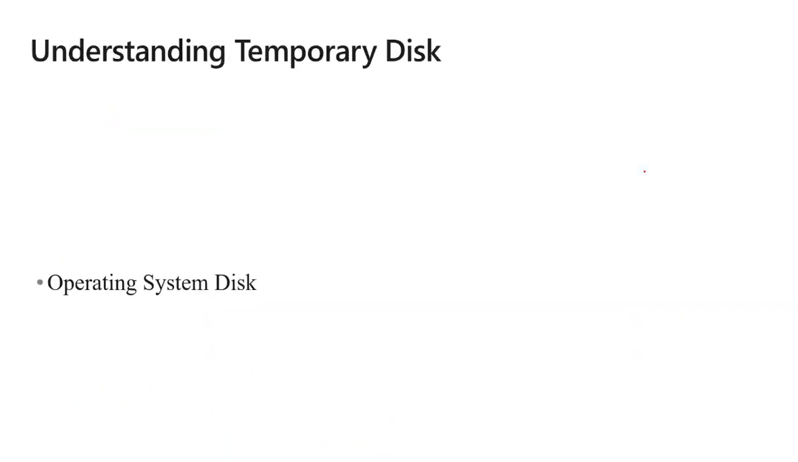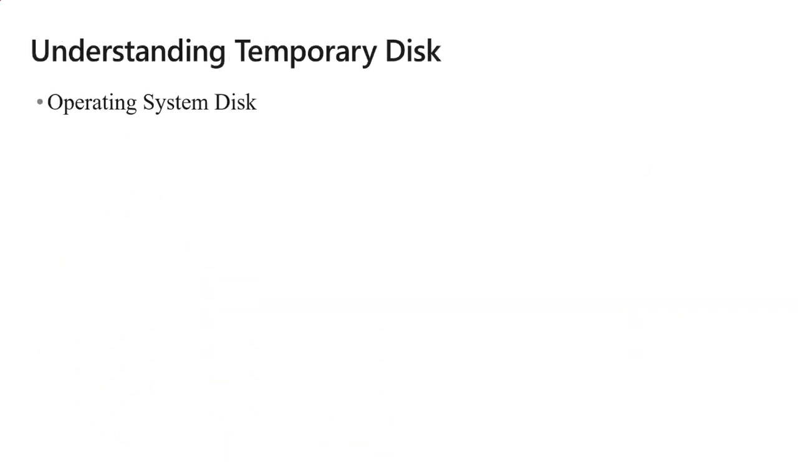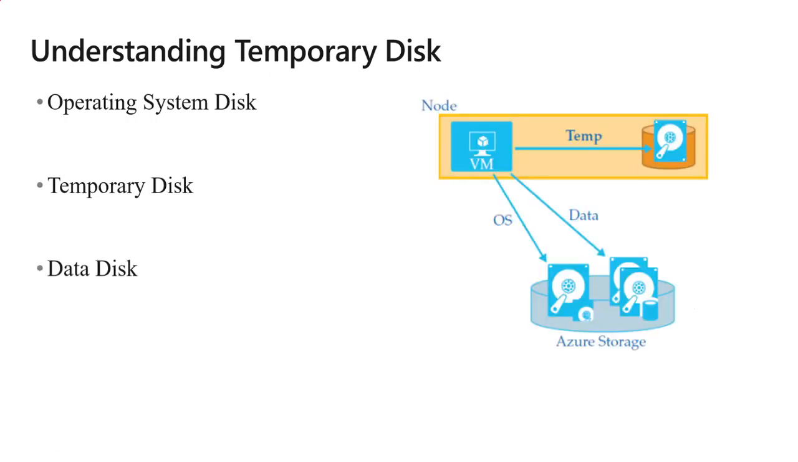All right. This diagram will give you more clarity. This is your physical node that stores your data as some Azure storage. We are not talking about Azure storage right now, but the OS disk and data disk get stored there, and the temporary disk is coming from your physical box.